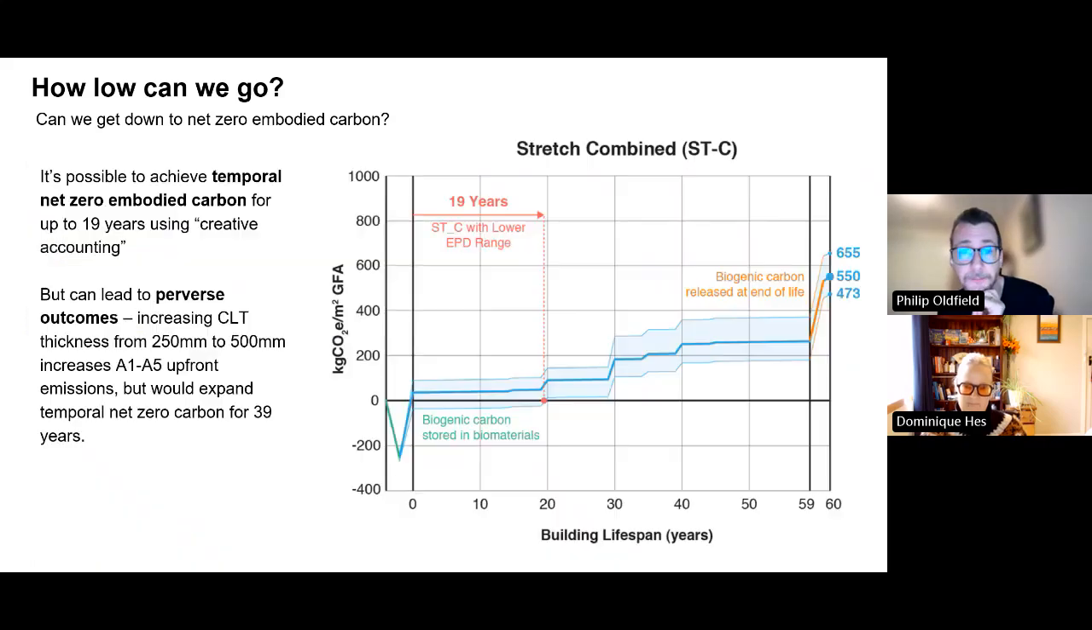Next slide, please. And we found it could. So we took the best, that straw timber building, the best version possible, and we found that building would store about 230 kilograms of CO2 per square meter in the building. And then if we use the lowest EPDs we could find, it was about 200 kilograms of CO2 to build the building. And so effectively, for the first 19 years of the building's life, it would be temporarily net zero embodied carbon. But there's a concern around this.